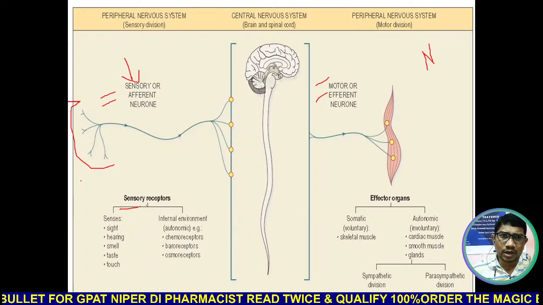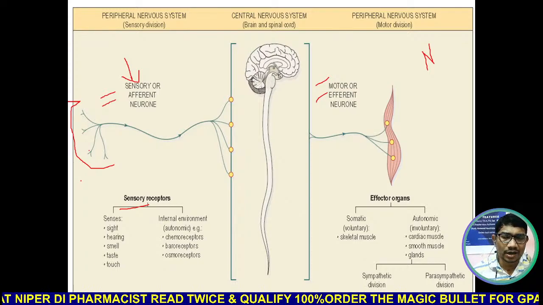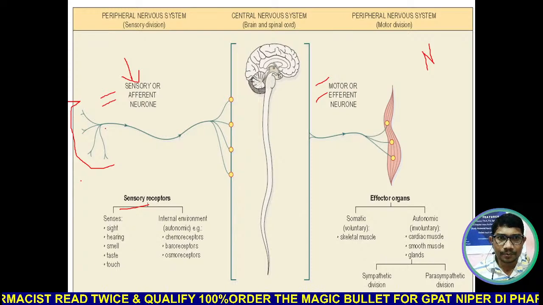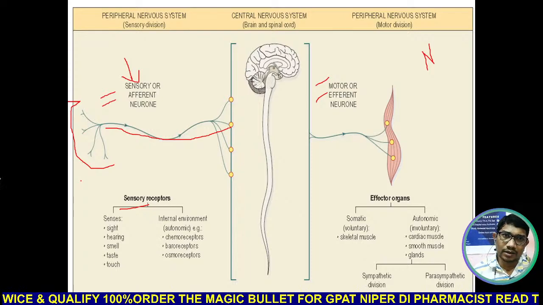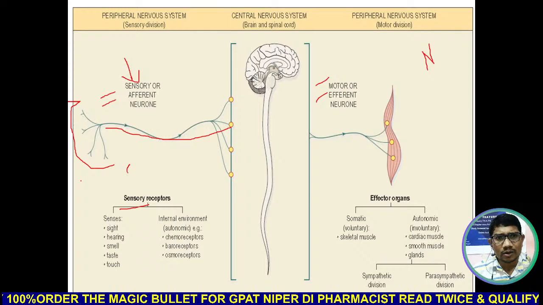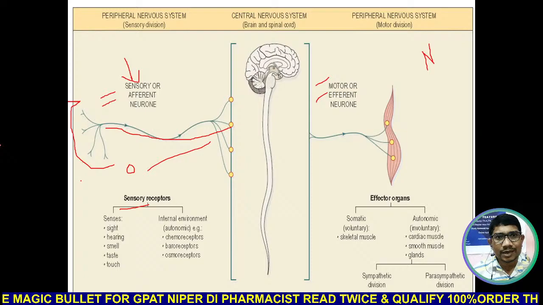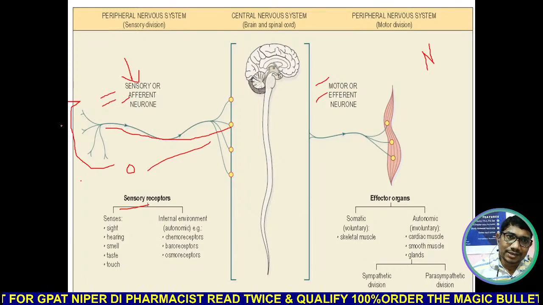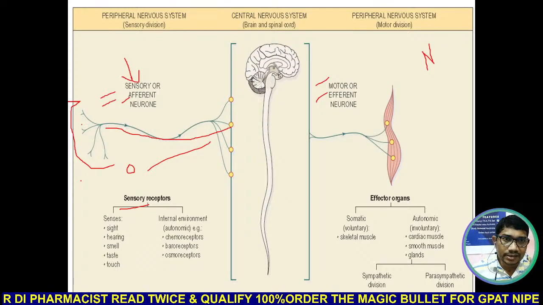Sensory receptors are of two types. They will receive the sense from the external environment, from outside the body. They will carry this sensation to your brain, right? So they carry information from outside the body to the brain. That's why they are known as afferent neurons, and they are sensitive to temperature change or pressure change.